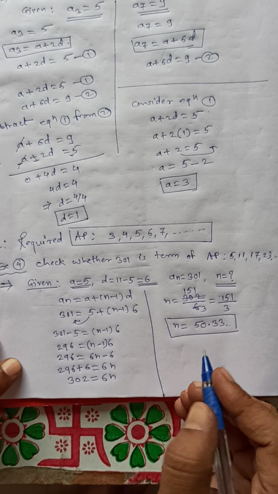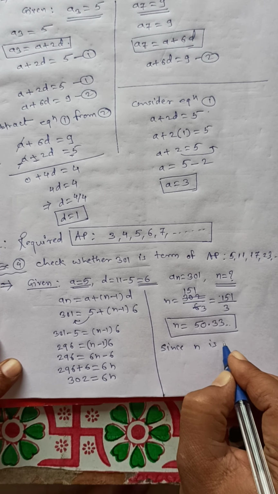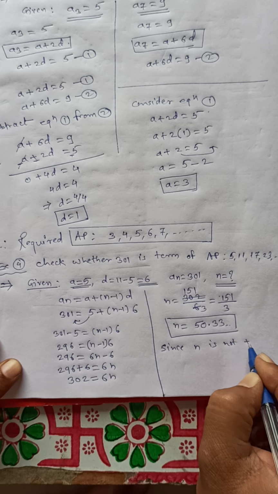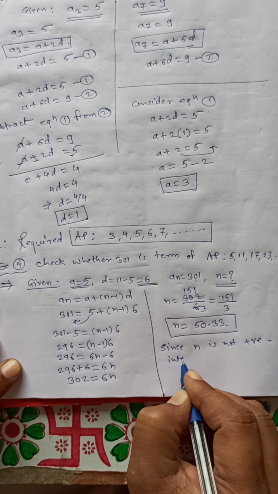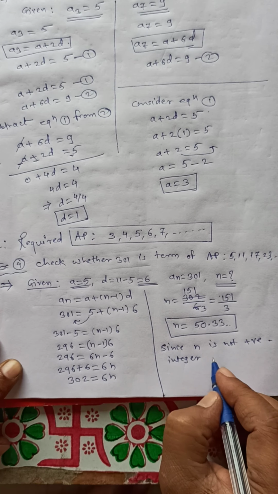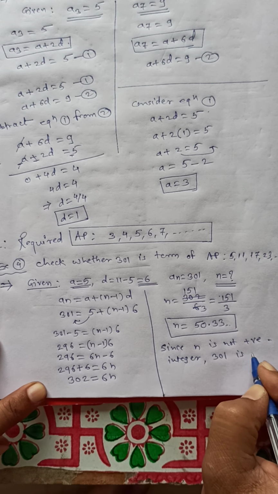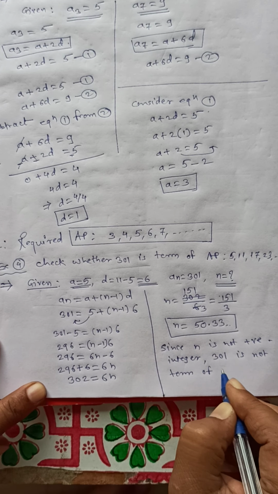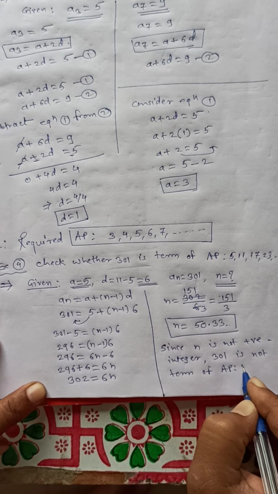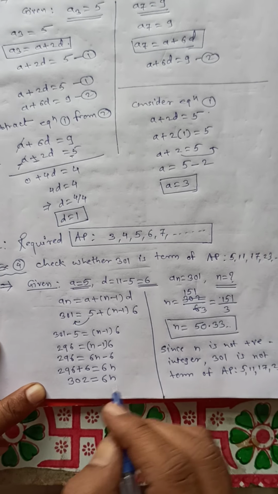So what we have to write: since n is not a positive integer, 301 is not a term of the AP 5, 11, 17, 23.